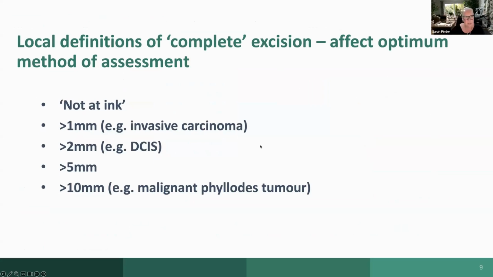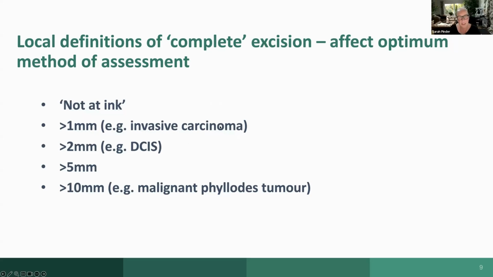The way that we will handle those specimens will depend on the local definition, your definition, the MDT definition of what is complete excision. And that will affect the optimal way that we will handle them in the path lab. So we will probably handle them differently if the local MDT decision is that ink is not acceptable, if you want a margin of more than 1 millimeter or more than 2 millimeters, or indeed more than 10 millimeters, for example, for a malignant Volders tumor, we will handle them in different ways.